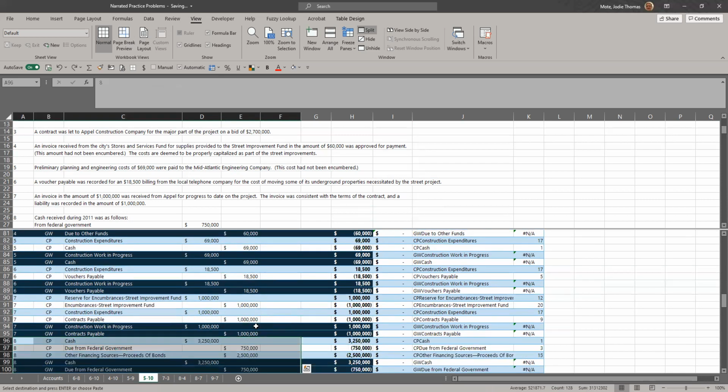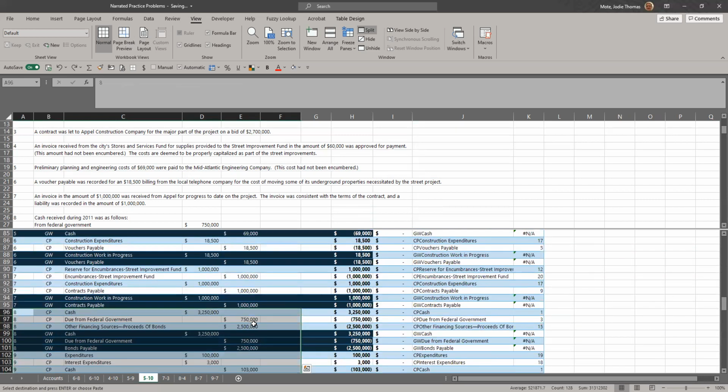Oh, let me press undo before I forget that. And then again, on the government-wide side, we are crediting contracts payable, but then debiting construction work in progress, not construction expenditures like we are. It's not an expense on the government-wide side.